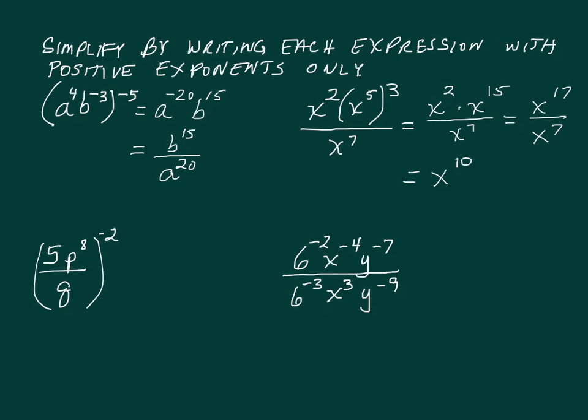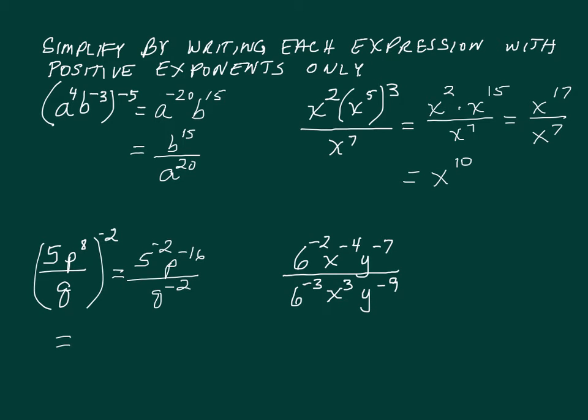Okay? Here we have a quotient raised to a negative power. So we raise everything inside of there to the negative 2 power. So 5 gets raised to the negative 2. P to the 8th gets raised to the negative 2, it becomes negative 16. The Q gets raised to the negative 2. Okay?